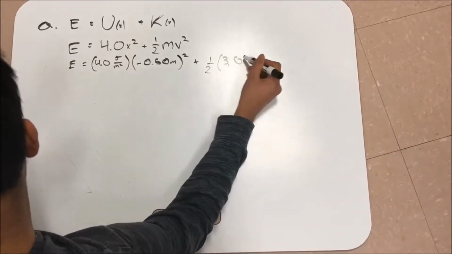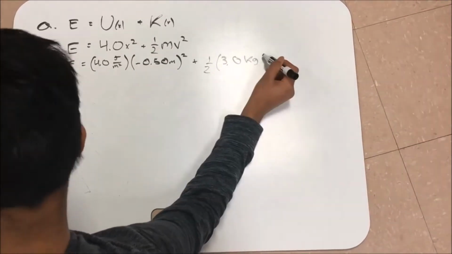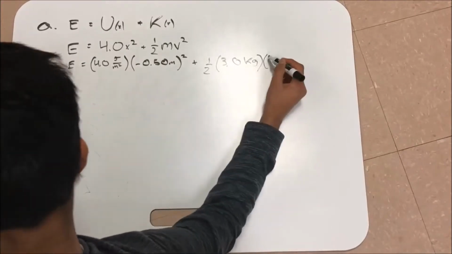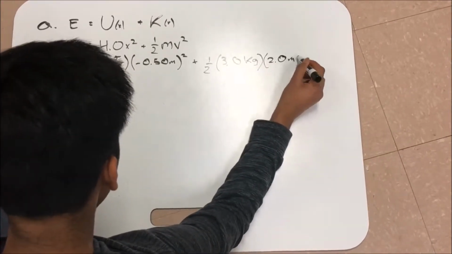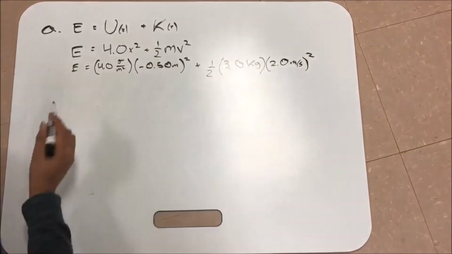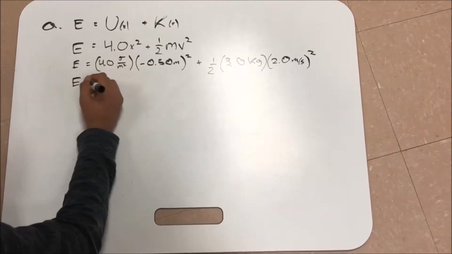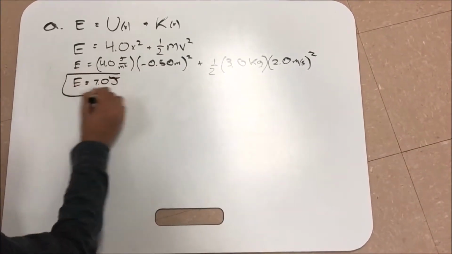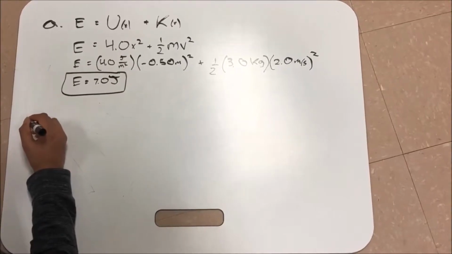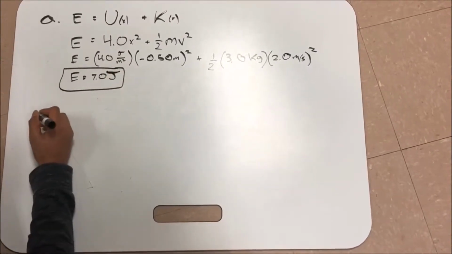So we can just plug everything in and calculate it with our calculator. And the answer that comes out is 7.0. Since there are two sig figs in the original values, it's 7.0, and energy is measured in joules, so we put J: 7.0 J.